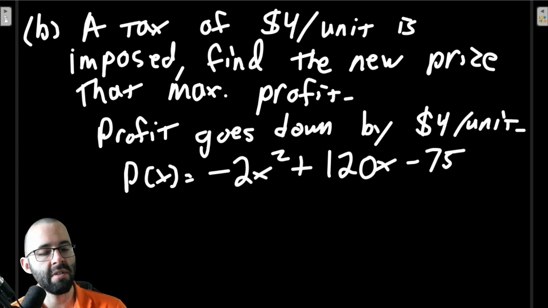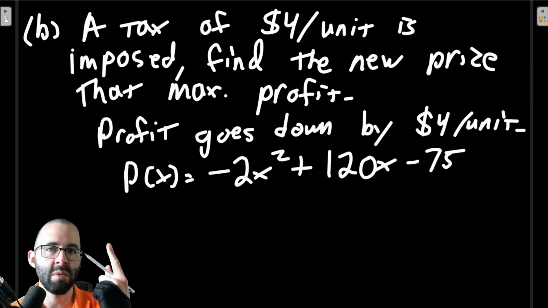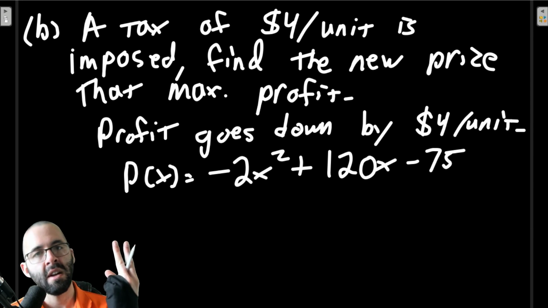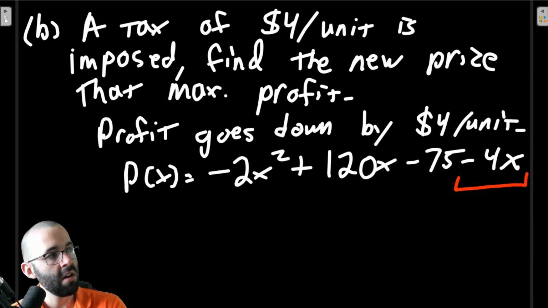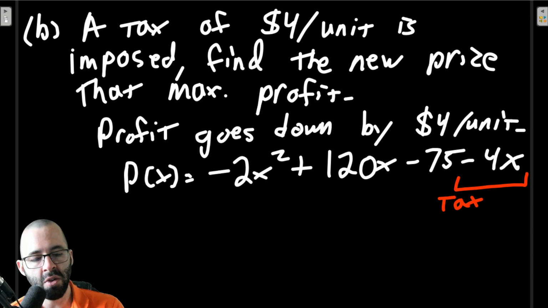That was the old profit function. But we're also losing profit for every unit we sell. We have to pay $4 to the government. We sell 1 unit, we have to pay them $4. 2 units, $8. 3 units, $12 to the government. So we're losing $4 for every unit that we sell. That's what's getting taxed.